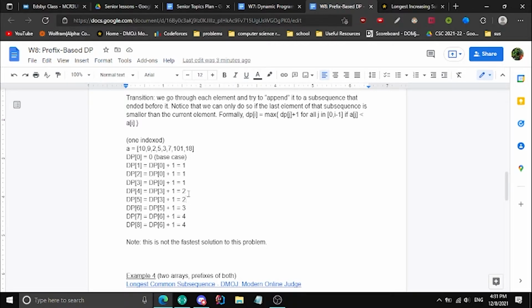Since we want the longest increasing subsequence, we want to extend the sequence that is the longest. So out of 3, 4, 5, the longest subsequence leading up to that is 2. For 7, which is dp at 6, we're going to extend from dp at 5. Actually, it doesn't matter whether you extend from dp at 4 or dp at 5. We're going to add 1 to it to extend it.